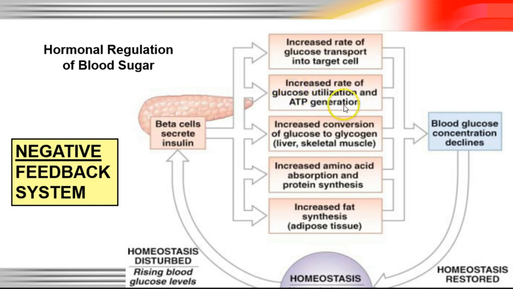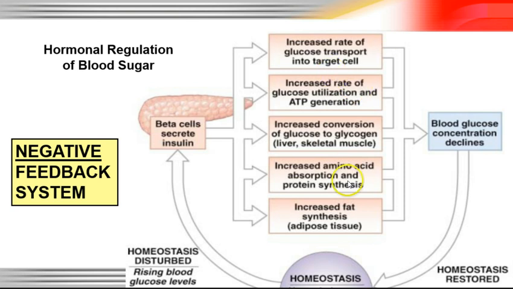And then that's going to result in an increased rate of glucose transport, right, into cells. You're going to have an increased rate of glucose utilization, right, and you're going to be able to make lots of ATP, which is very exciting. And then you're going to have this conversion of glucose to glycogen. And glycogen is a storage molecule for glucose, and so it locks it up so it's not affecting the system.